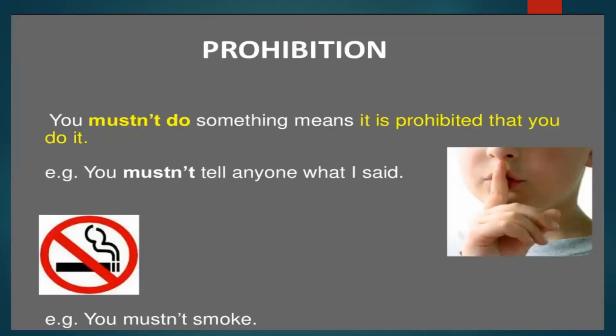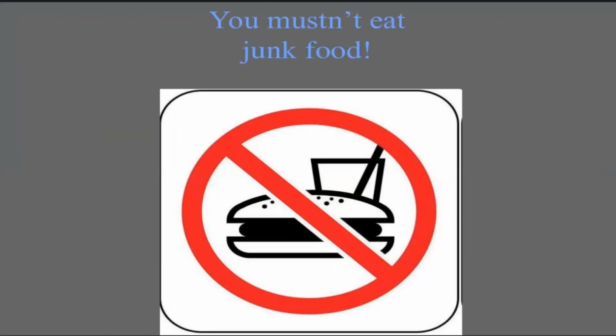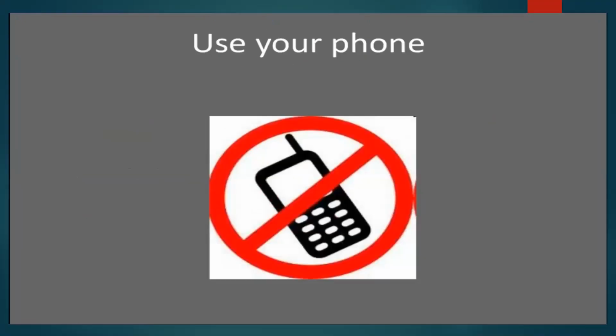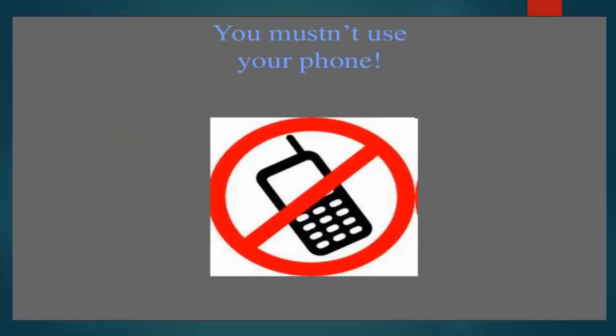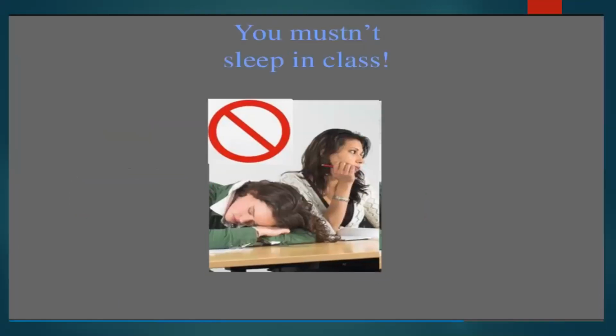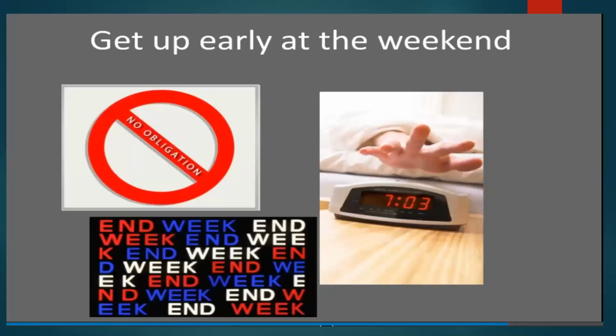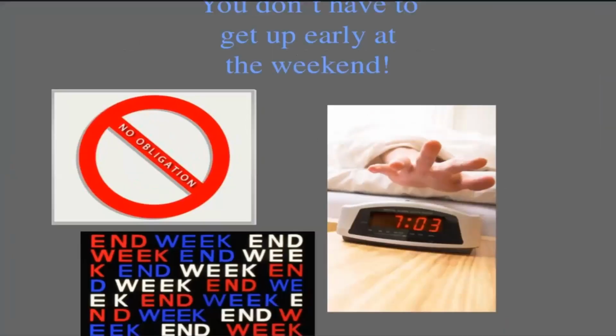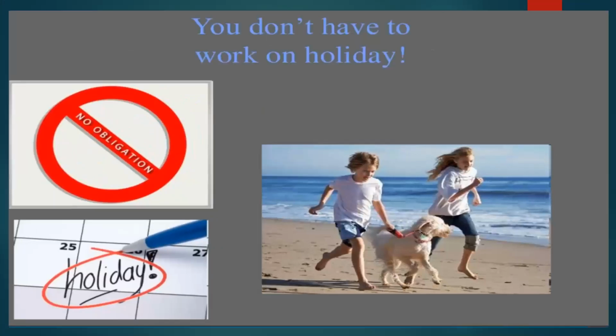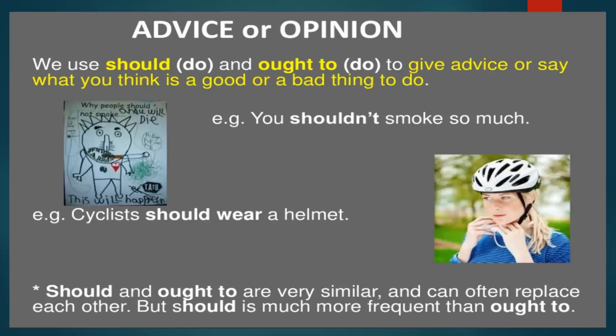Prohibition, where we use mustn't. You can see, you mustn't eat junk food. You must not use your cell phone. You must not sleep in class during the lectures. For the absence of obligation, we say don't have to. So it is not important for you to do it. Get up early at the weekend, no need. So you don't have to get up early at the weekend. Work on holiday, no need. You don't have to work on holidays.